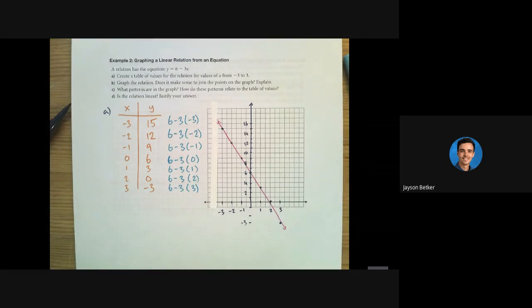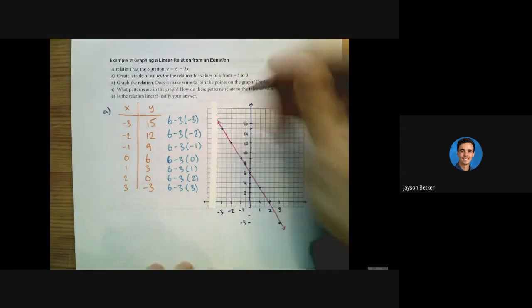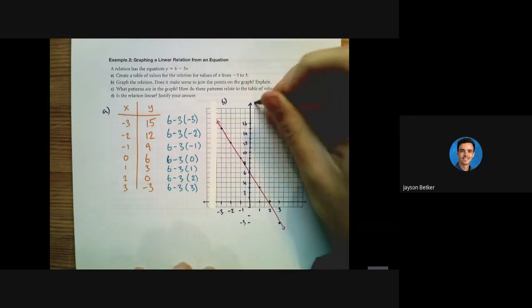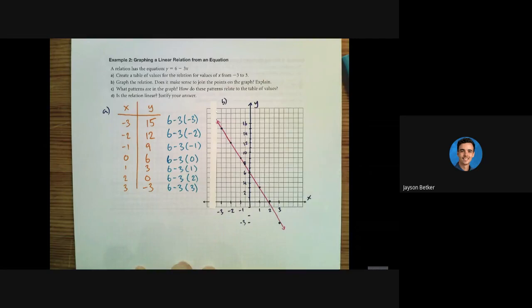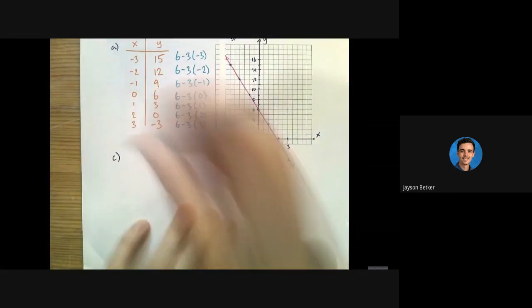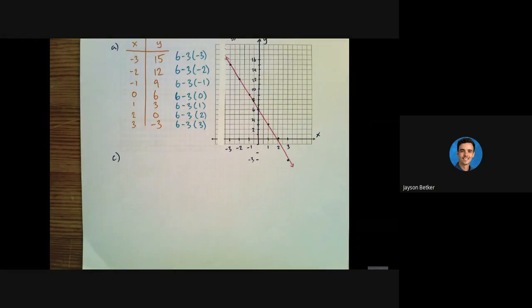Okay. So that's part B. B is kind of this. And let's just specify that this is the Y and this is the X. Now let's move on to part C. What patterns are in the graph? In the graph, it's the same kind of thing.